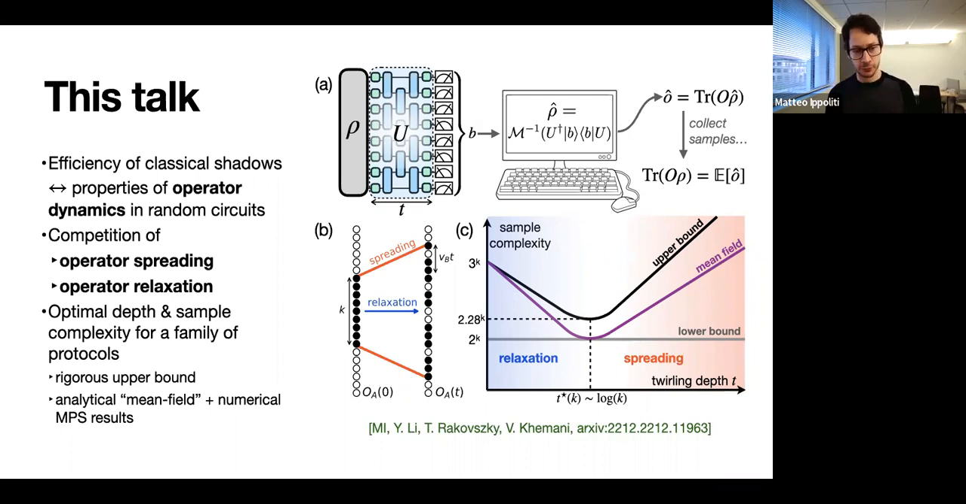And in particular, we highlight the role of a competition between two things that happen in two operators in chaotic dynamics. One of them is the well-known phenomenon of operator spreading that is at the heart of quantum chaos. The other is a somewhat lesser known or less well-studied manifestation of the same thing, which is operator relaxation that I will define. And with these insights, we characterize the optimal depth and optimal performance of a family of protocols, and we do so with an upper bound and with some approximate analytical and numerical results.